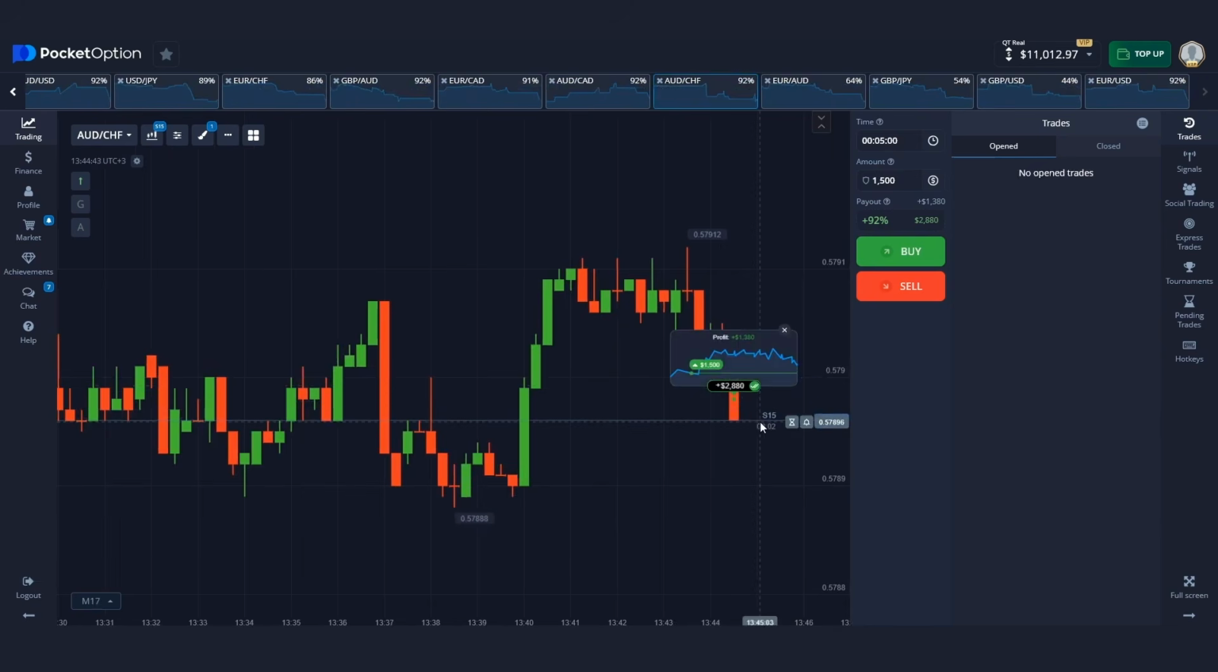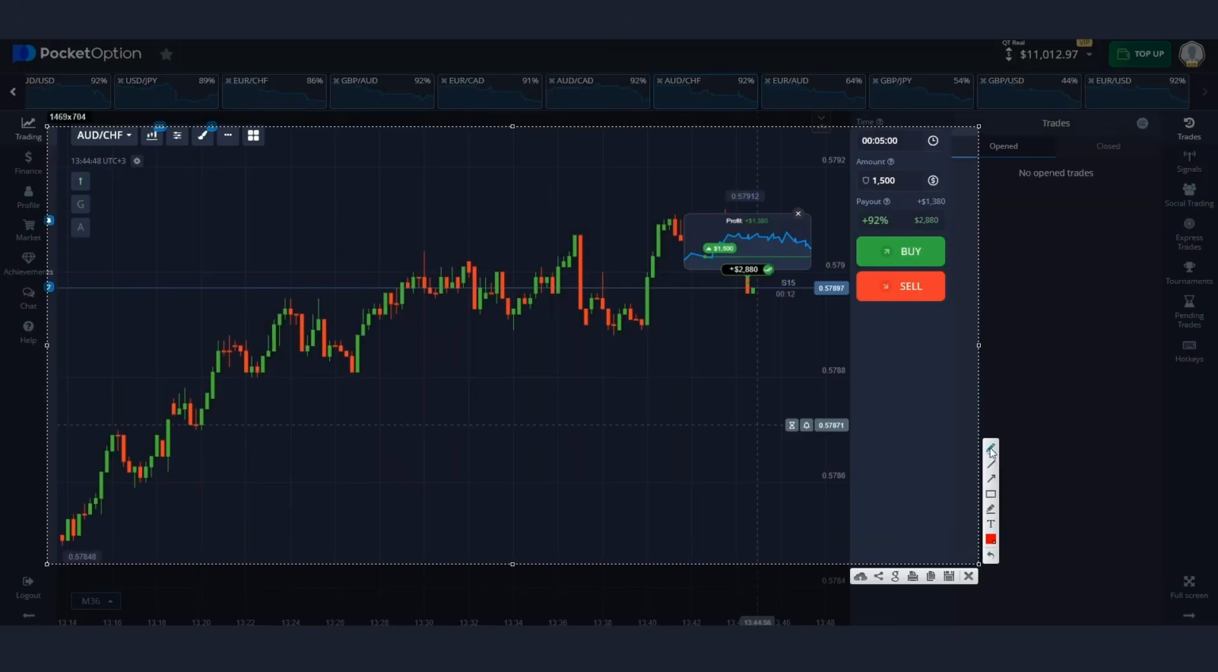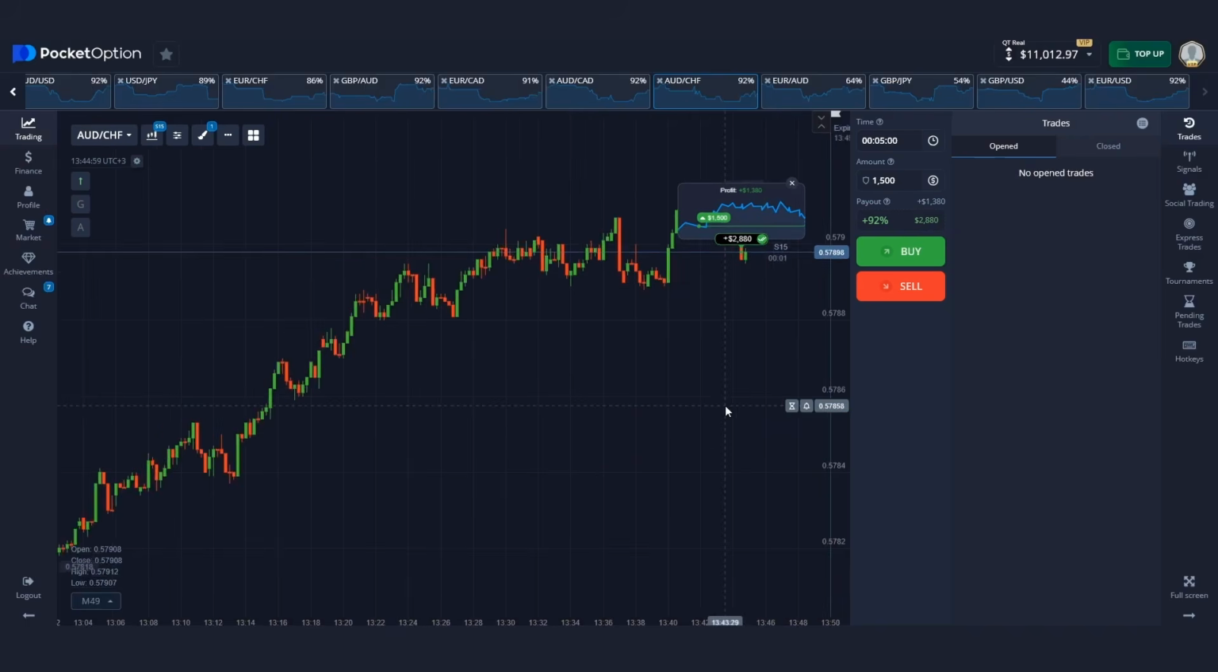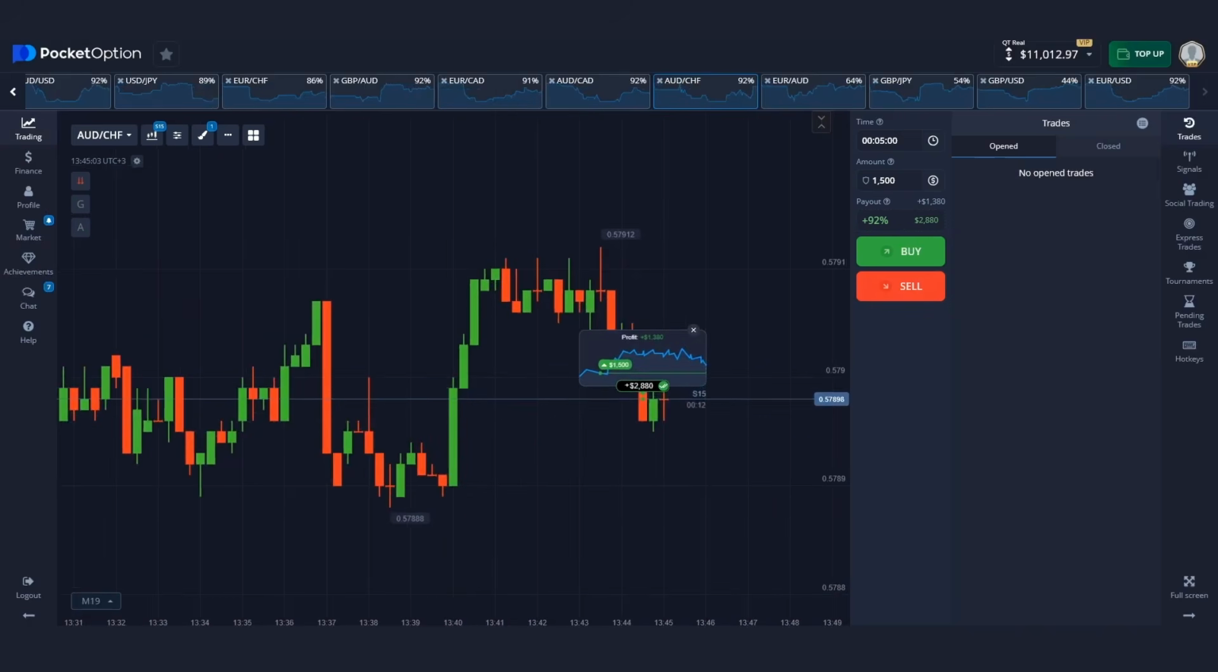And as you can see, without any analysis, I earned $1,400 from one trade. What did I do? I basically received a signal from the BoosterBot on a currency pair, which has a good upward movement, opened a deal for 5 minutes and earned $1,400. As you can see, without any analysis, it's all realistic to do.